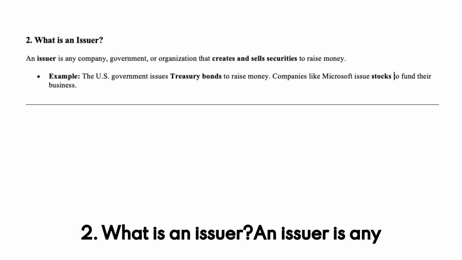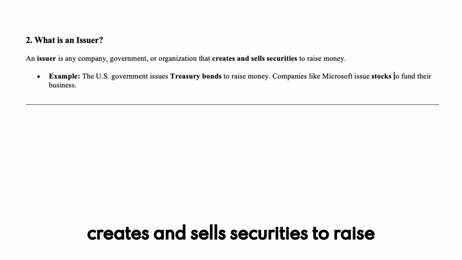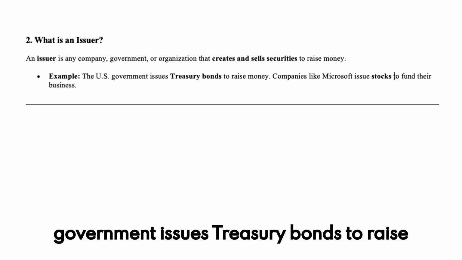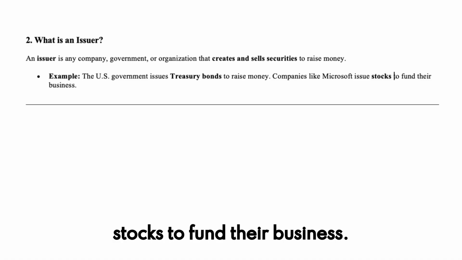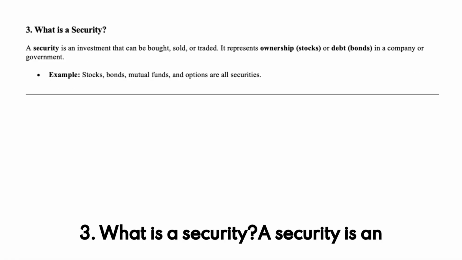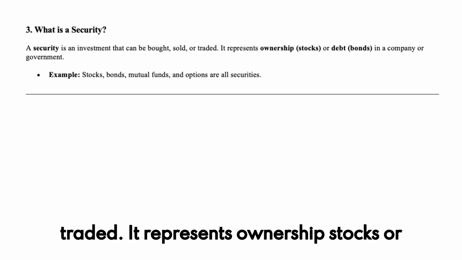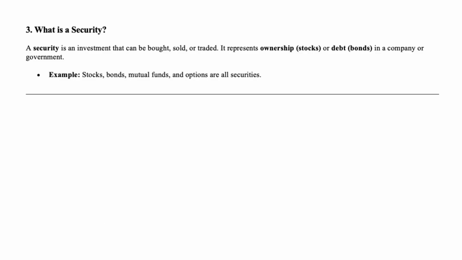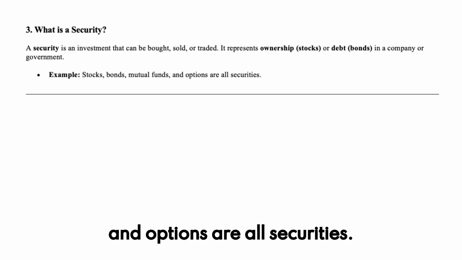2. What is an issuer? An issuer is any company, government, or organization that creates and sells securities to raise money. Example, the U.S. government issues treasury bonds to raise money. Companies like Microsoft issue stocks to fund their business. 3. What is a security? A security is an investment that can be bought, sold, or traded. It represents ownership (stocks) or debt (bonds) in a company or government. Example, stocks, bonds, mutual funds, and options are all securities.